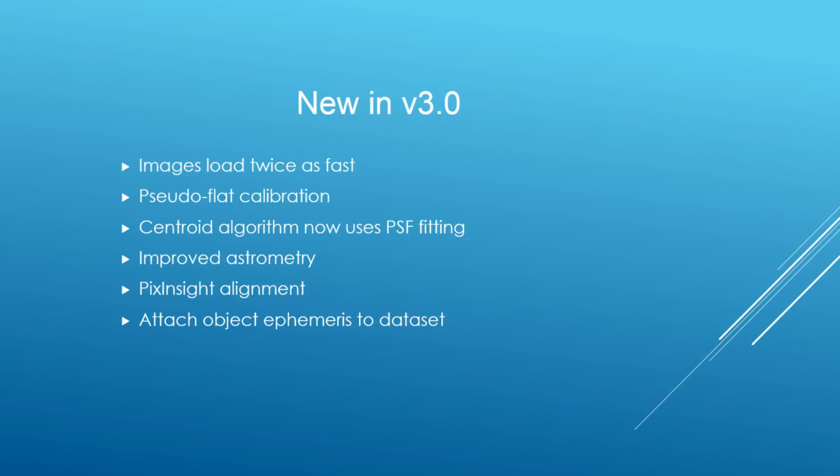Finally, the last item here is the ability to attach ephemeris information to each image in the data set. So you can very quickly determine whether or not the object of interest is within the field of view of each image, as well as its speed and position angle for each image. It's a convenient feature to have.